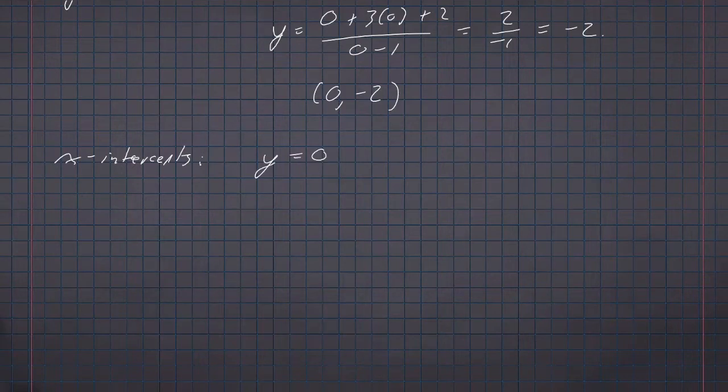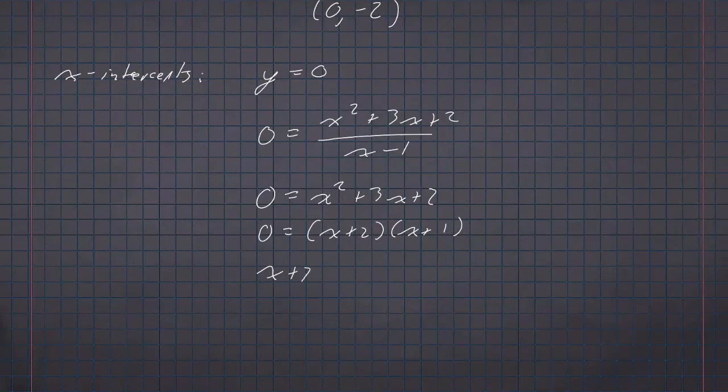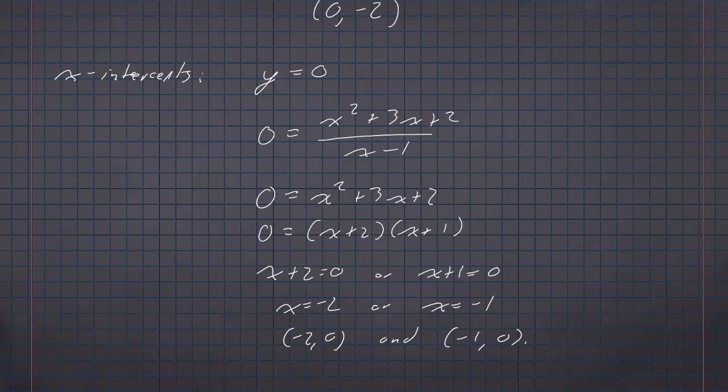X-intercepts are points where y is equal to 0. So we substitute in y equals 0. And on the left-hand side, we have (x squared plus 3x plus 2) over (x minus 1). Because I know that x is not equal to 1, because I've already excluded that from my domain, I can multiply both sides of the equation by x minus 1 to get that 0 is x squared plus 3x plus 2. And that factors into (x plus 2) times (x plus 1). We can split that up using the zero product rule, getting that x is -2 or x is -1. And there are two x-intercepts, (-2, 0) and (-1, 0).